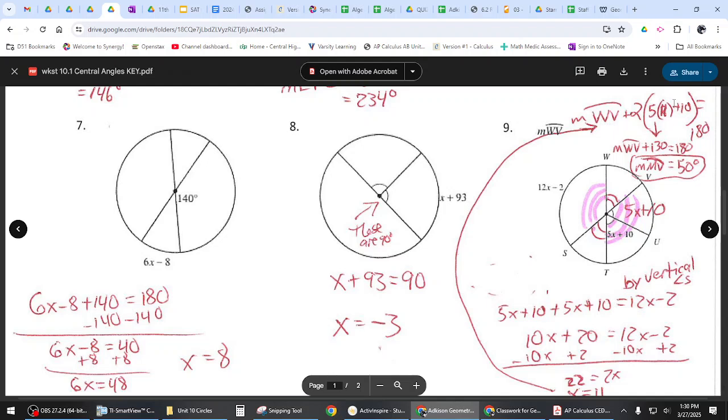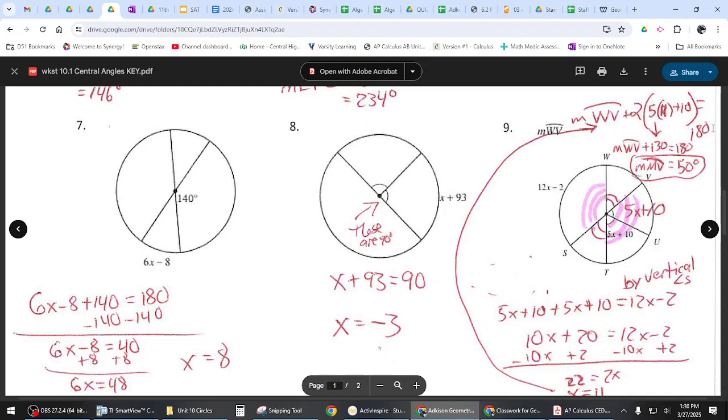Okay? And again, 5 times 11 plus 10 is plugging that 11 in for 5x plus 10. And then using the diameter of SV or TW. Does that kind of make sense?